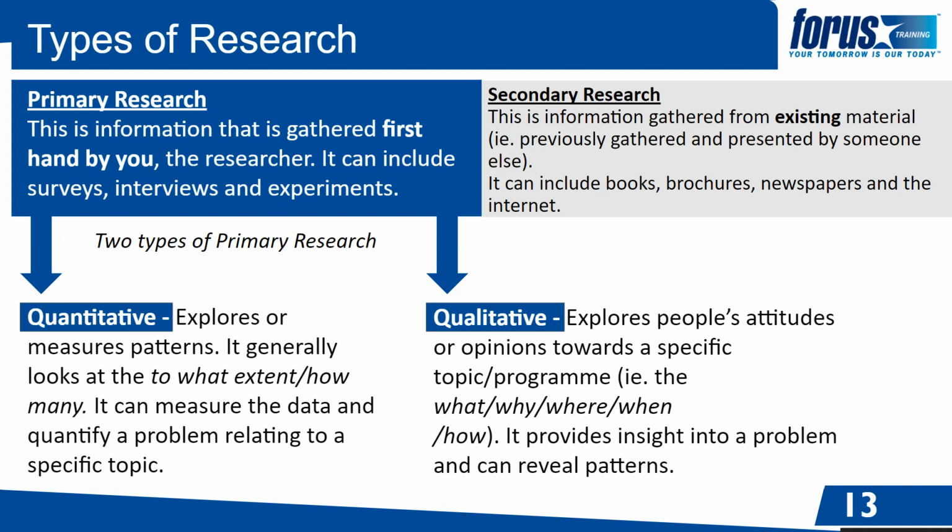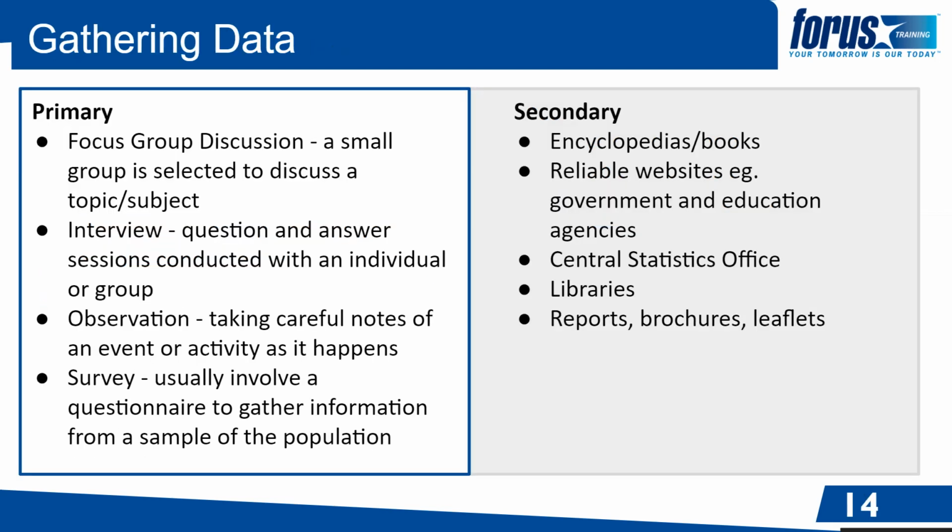Secondary research is information gathered from existing material, that is, previously gathered and presented by someone else. It can include books, brochures, newspapers, and the internet. Gathering data.